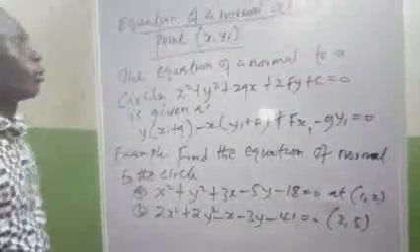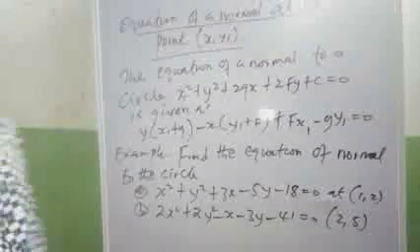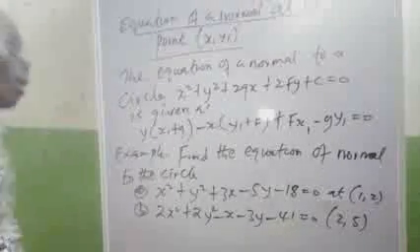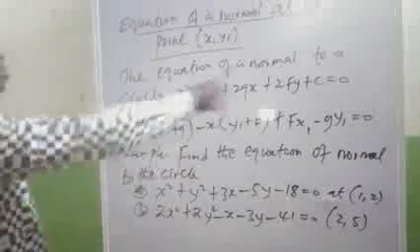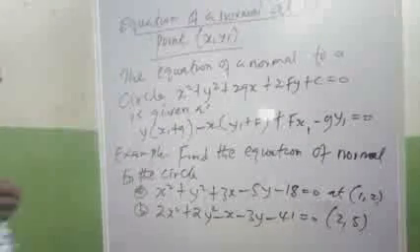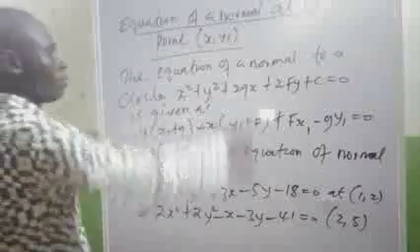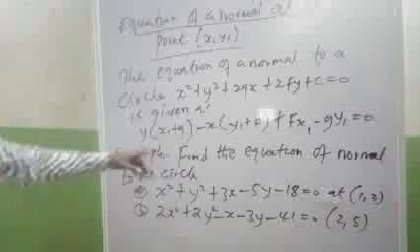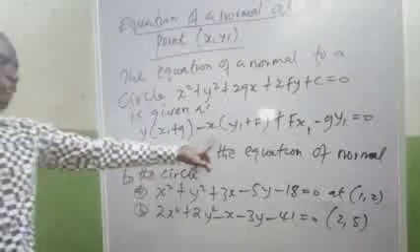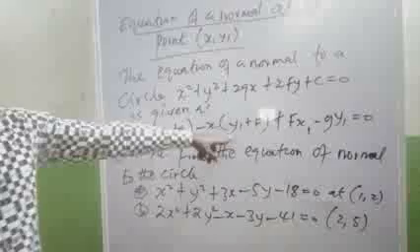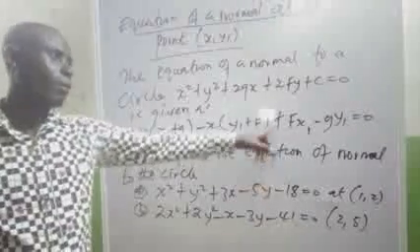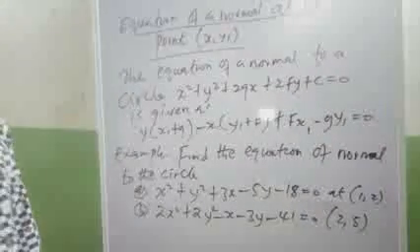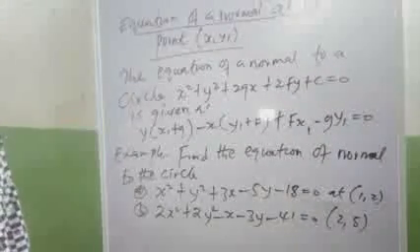Now let's look at the equation of a normal at a point. Equation of a normal to a circle at a point x1, y1. Now the equation of a normal to a circle x squared plus y squared plus 2gx plus 2fy plus c is equal to 0 is given as y into bracket x1 plus g minus x into bracket y1 plus f plus f x1 minus g y1 is equal to 0.